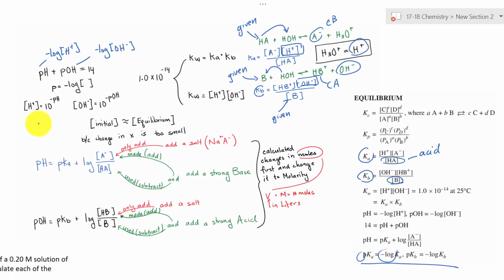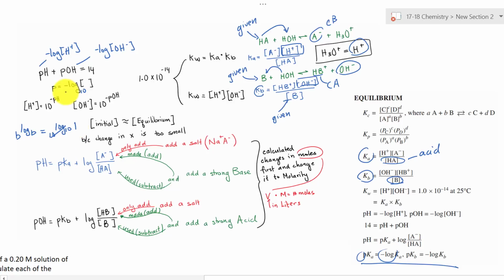Now, if we are not given the Ka or the Kb, but we are given the pH or pOH, we can actually solve for the concentration of H+ or OH- from pH or pOH. And basically, all we have to do is cancel out the log. The way it works is like this: if we have 10 to the power of log base 10, that log right there is base 10, so that is equal to 1.